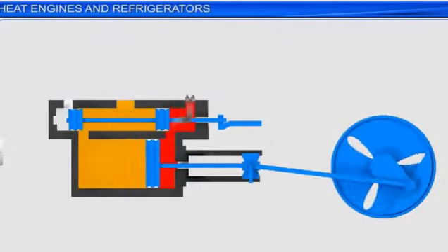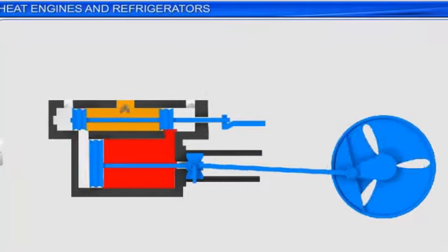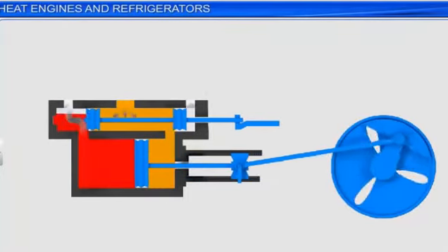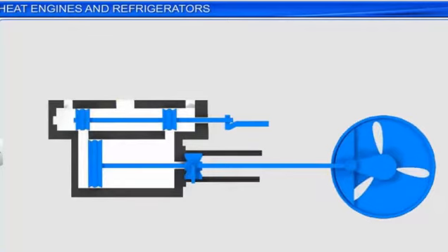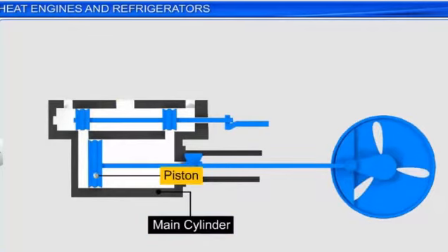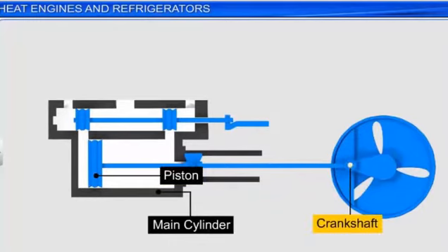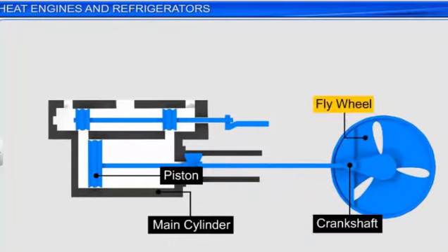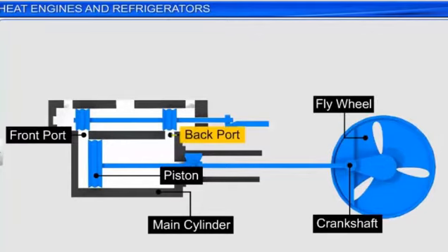Now, let us see how a steam engine works. It consists of a main cylinder with a movable piston. The piston is externally connected to a crankshaft, which in turn is connected to a flywheel. The top portion of the main cylinder has 2 ports called the front port and back port. In a chamber adjacent to the main cylinder, a valve is allowed to slide.